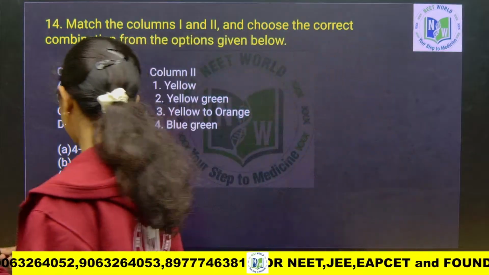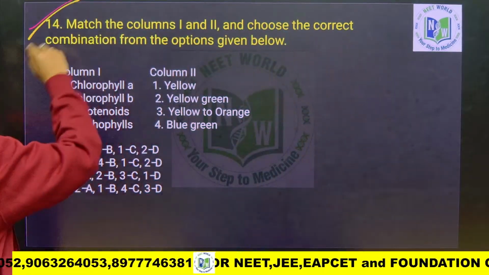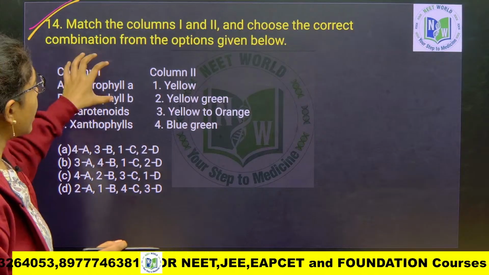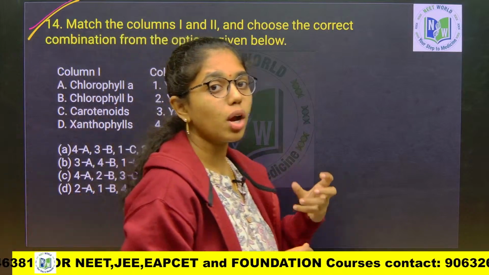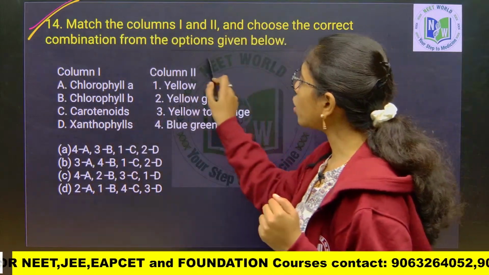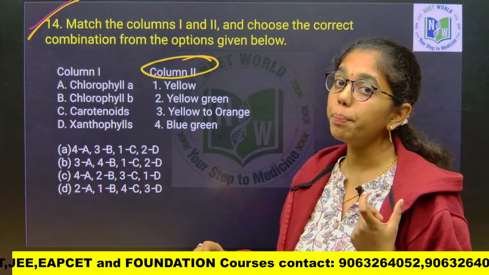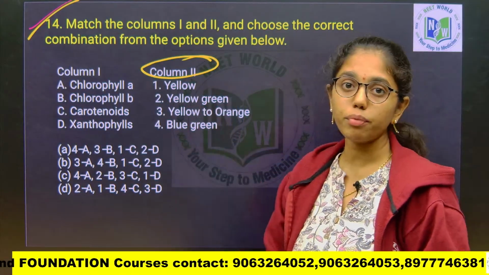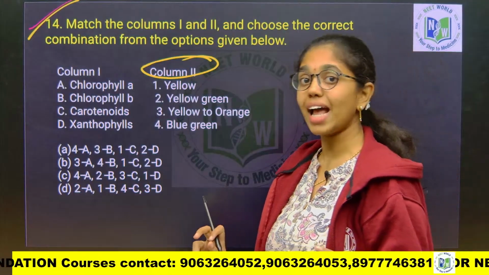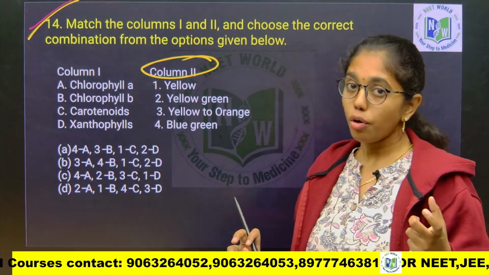Okay? Yes. This question you see, this is very simple. In column 1, what is given? Chlorophyll pigments, carotenoids, xanthophylls are given, and in column 2, the color of the pigment is asked. This color of the pigment is drawn out from what spectra? Absorption spectra and action spectra of photosynthesis.